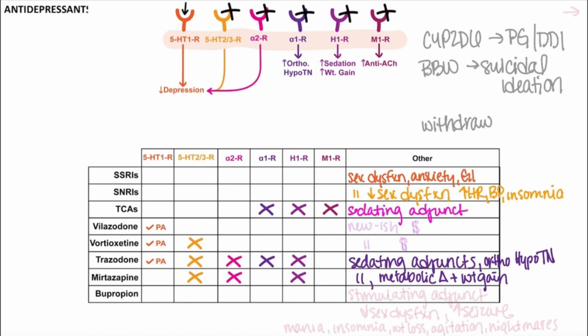Now, vilazodone and vortioxetine are relatively newer, so they're going to have a shorter list of side effects, which makes sense based on their chart as well. And those listed will be somewhat similar to the other groups of agents, but now just more expensive.